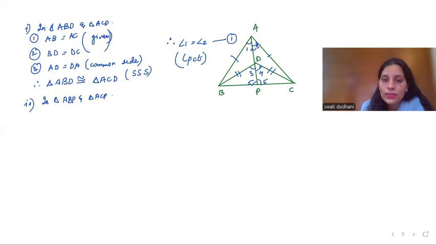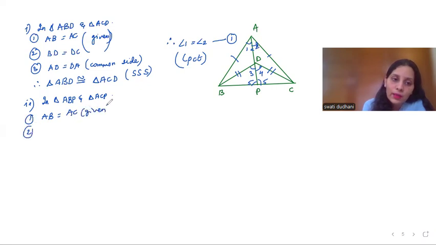ABP, ACP. So again here we have AB is equal to AC. First one, it is given. And then we just proved 1 equal to 2, right, from the first part. And we can see that AP is the common side. AP equal to AP, common side, right?